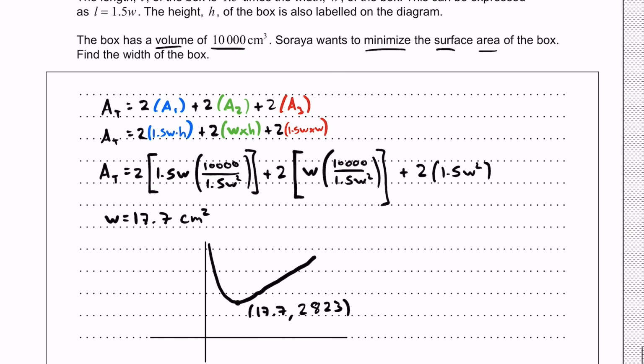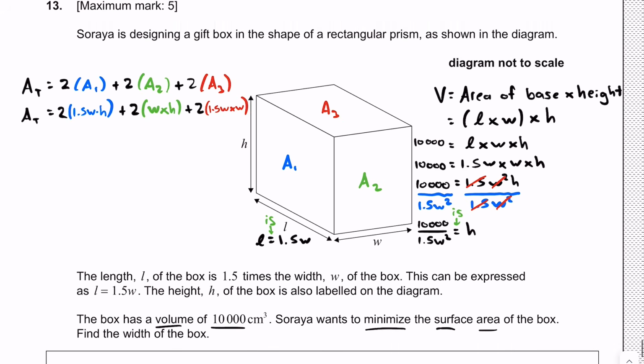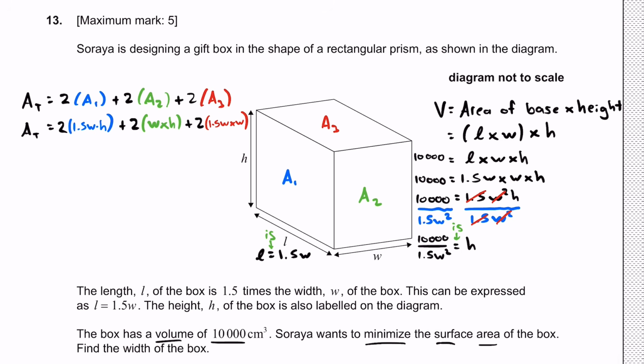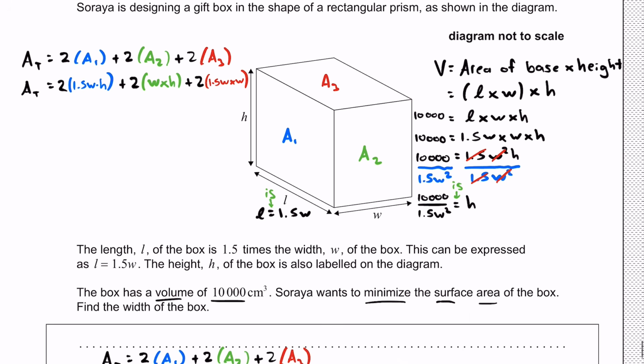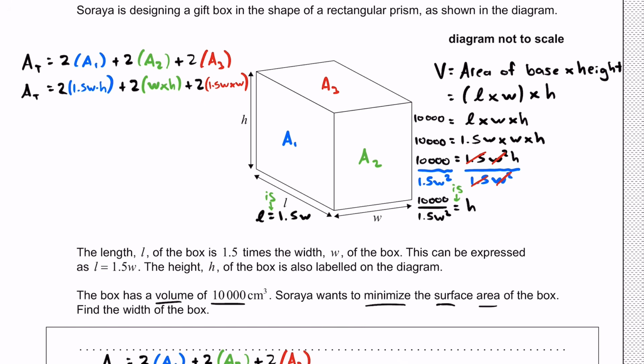Okay. Nice question. Maybe we'll do a little recap just really quick. Originally, they gave us this question where they're asking us to minimize the overall surface area. They also gave us this volume. IB doesn't usually give you something that you won't need to use. So chances are we would need to create an equation with volume.